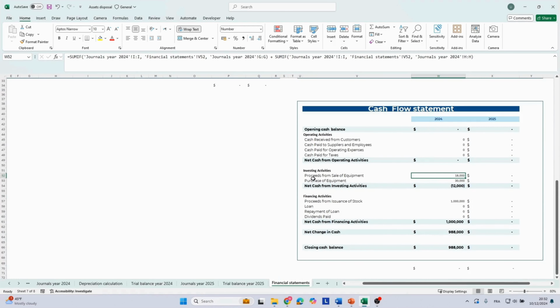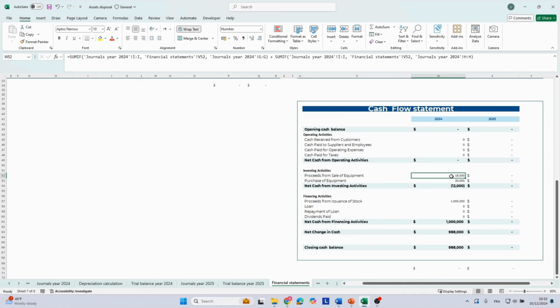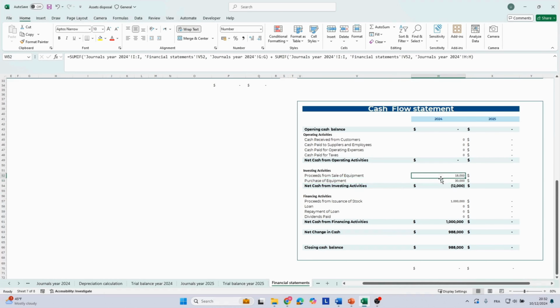Now let's see the cash flow statement. Purchase of equipment, 30,000. Then we have proceed for sales for equipment, 18,000. So here we have cash flow from investing activity is minus 12,000 because the amount of the purchase is higher than the amount of the disposal.